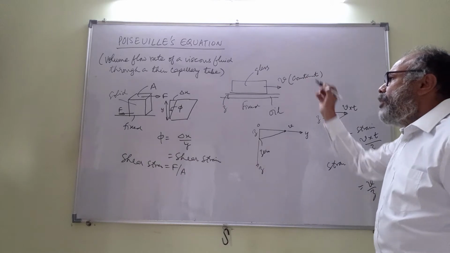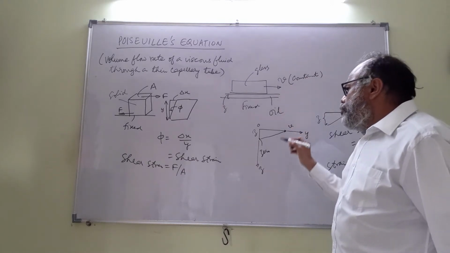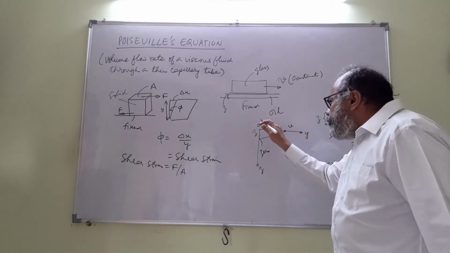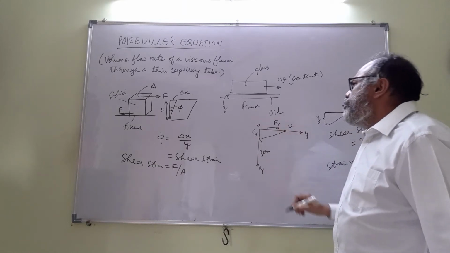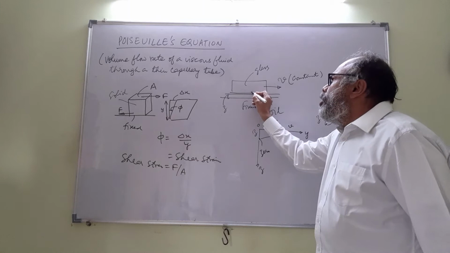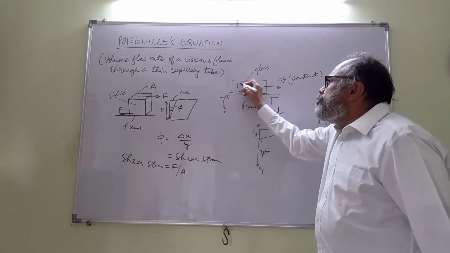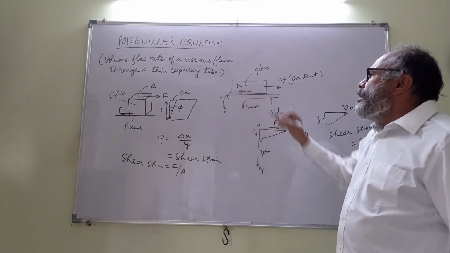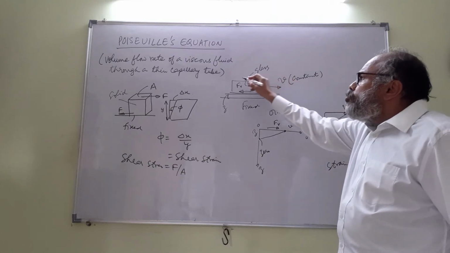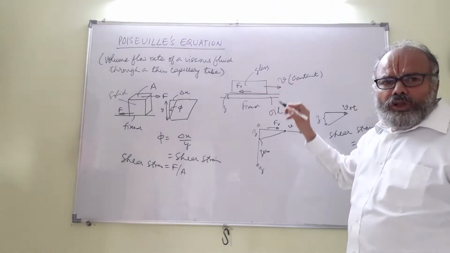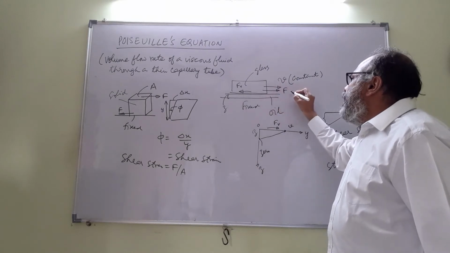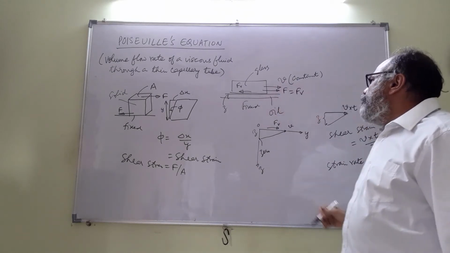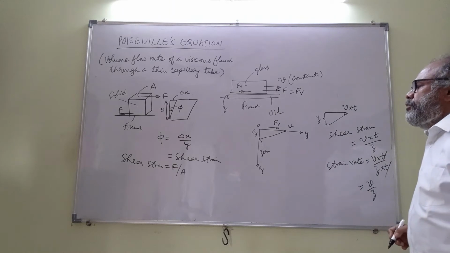Now you must note that the liquid at the top is moving because of a viscous force Fv. By Newton's third law, there will be a viscous force Fv in the opposite direction on the glass plate. So in order to move this glass plate at a constant speed, you will have to apply a force F, which is equal to the viscous force.